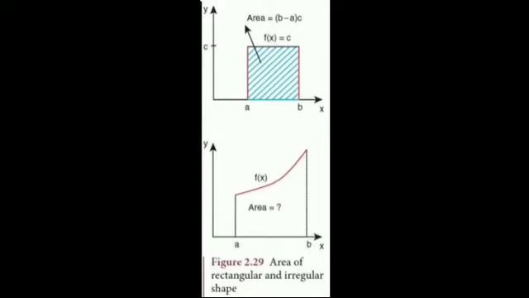The area of the rectangle is simply given by area is equal to length into breadth. Here are given two diagrams. First one a regular shape, second one an irregular shape. How will we find the irregular shape area? This is given by area is equal to f of a delta x plus f of x1 delta x plus f of x2 delta x plus f of x3 delta x, like this. But area is equal to integral from a to b of f of x dx. This is the formula.